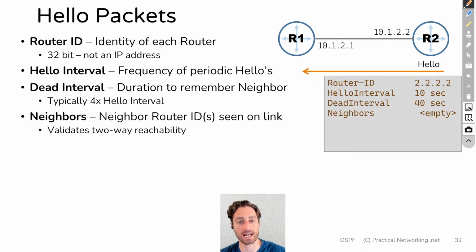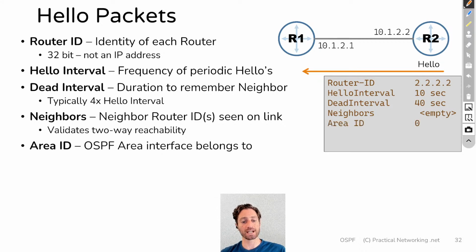Like I just mentioned, this is how these routers are going to validate two-way reachability. And again, this is a very important field, and we're going to unpack it in more detail as we go. Cool. Next, inside the hello packet is an area ID. We talked about the concept of areas in the last section. Router 2 is going to include in its hello packet that it thinks it's in area 0.